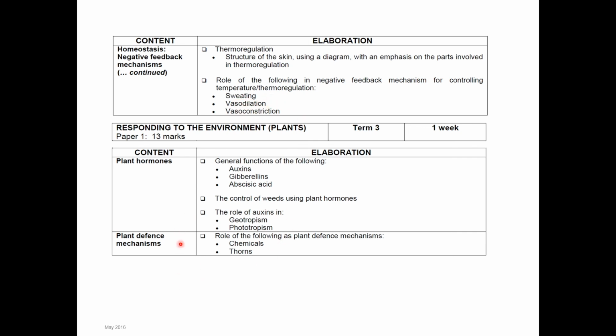And the last part is plant hormones. You must just know the general functions of auxin, gibberellins, abscisic acid, the control of weeds using plant hormones, the role of auxin in geotropism, phototropism, and plant defense mechanisms by the use of chemicals and thorns.